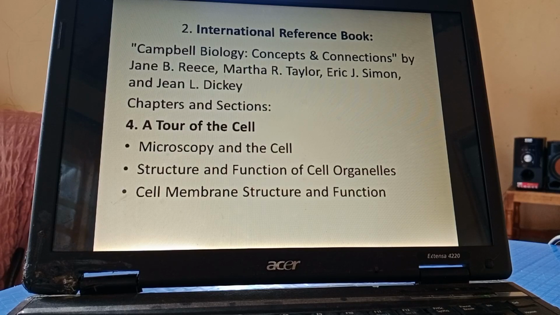The next reference book is international. It is Campbell Biology: Concepts and Connections by Jane B. Reece, Martha R. Taylor, Eric J. Simon and Jean L. Dickey. Chapter 4, A Tour of the Cell, and the sections are section 1 to 3. Section 1 is microscopy and the cell, structure and function of the cell organelles, and cell structure and function.